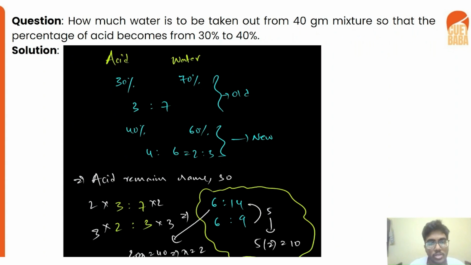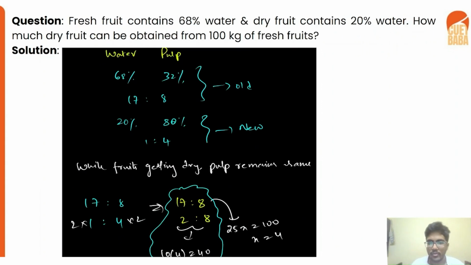And this was the last question that we have solved. Now coming to this question, we'll start solving from here. So what is the question telling? A fresh fruit contains 68% water, and dry fruit contains 20% water. So there are two types of fruit, fresh fruit and dry fruit. How much dry fruit can be obtained from 100 kgs of fresh fruit? That is the question.